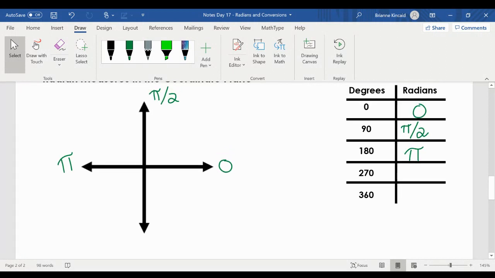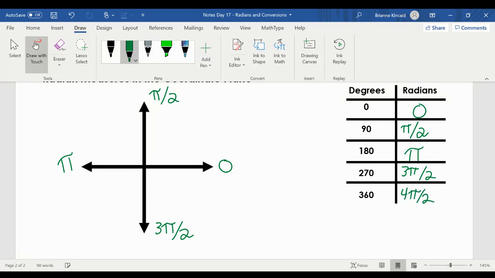For 270, remember that's 1, 2, 3 90 degrees, so that's 3 pi over 2. And then to get 360, that's 4 of them, that's 4 pi over 2, which once again, we don't leave like that. It's 2 pi.